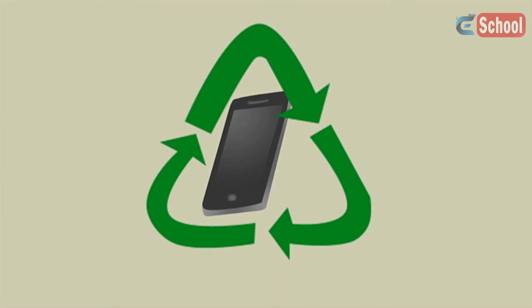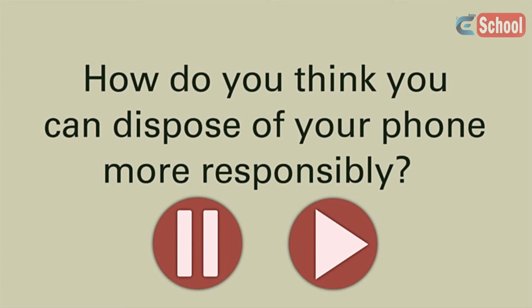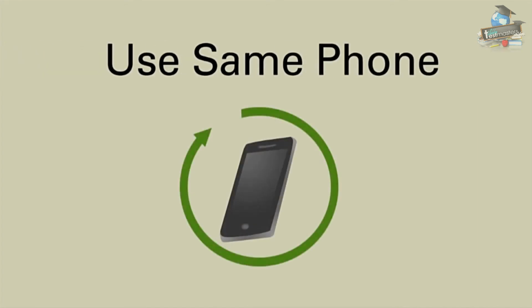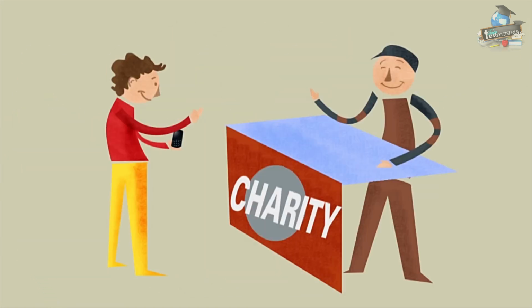This is the last part, the disposal stage of the life cycle. How do you think you can dispose of your phone more responsibly? Pause the video and think of some ideas. Resume when you're ready. Some ways would include the reuse of your phone. Just because you may have finished with it, if you donate it to another family member or to a charity, the phone will get a second life.